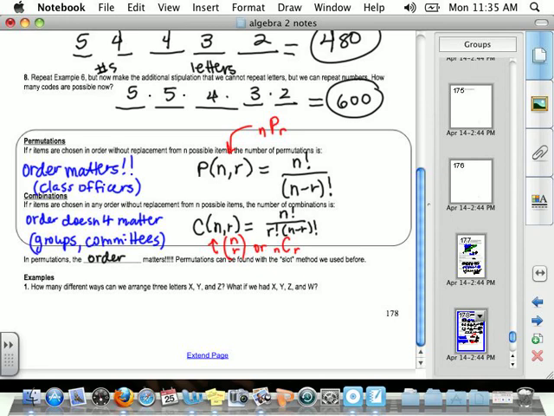Okay, so number one, how many different ways can we arrange three letters X, Y, and Z? What if we had X, Y, Z, and W? All right, so let's start with X, Y, and Z. So let's think about it. I could list the different ways, right? X, Y, Z, X, Z, Y, Z, Y, X, Z, X, Y, Y, X, Z, and Y, Z, X. See, I'm already losing track. Are those the only ones? Yeah, there's 6 ways.